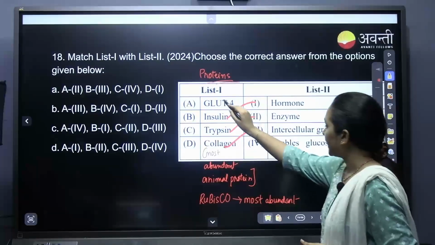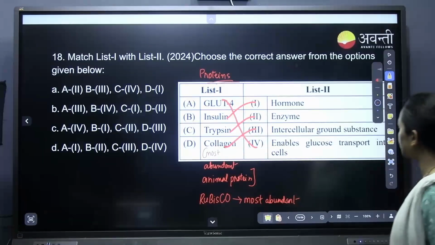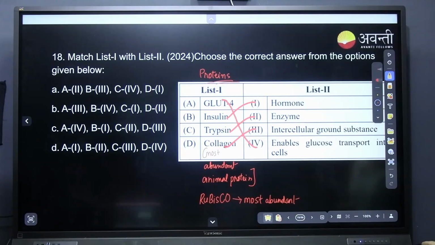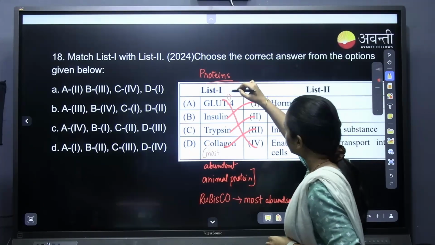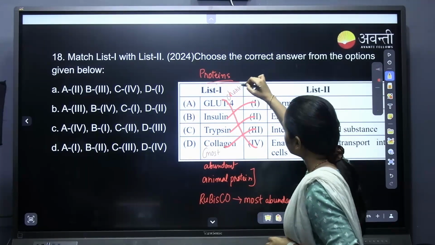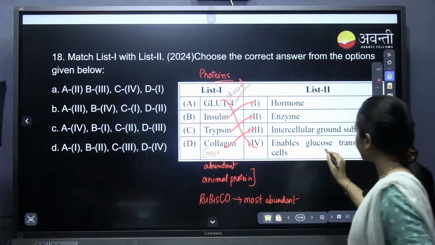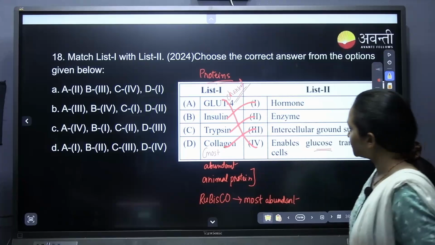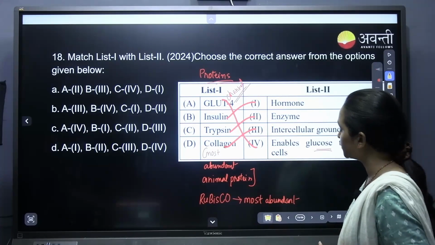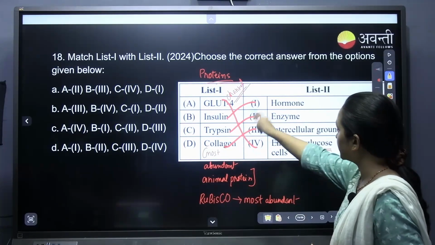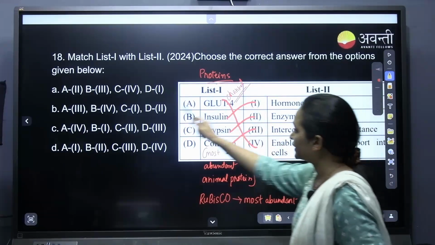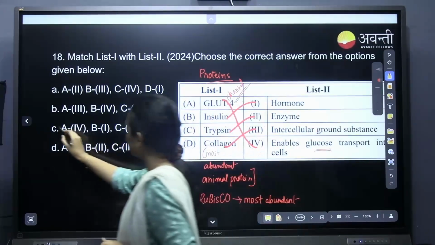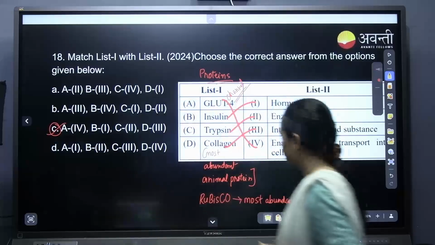Then GLUT4. GLUT4 actually is the glucose transporter. It's a channel protein, where it transports glucose into the cell. So what is the answer to this? B1, C2, sorry, B1, C. Okay, A4, B1. We already got it, right? That is C as the correct answer.